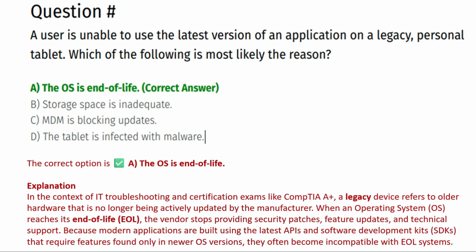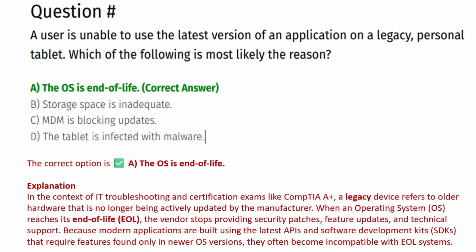The next question is, a user is unable to use the latest version of an application on a legacy personal tablet. Which of the following is most likely the reason? Option A, the OS is end of life. Option B, storage space is inadequate. Option C, MDM is blocking updates. Option D, the tablet is infected with malware. And the correct answer for this question is option A, the OS is end of life. So let's check the explanation.